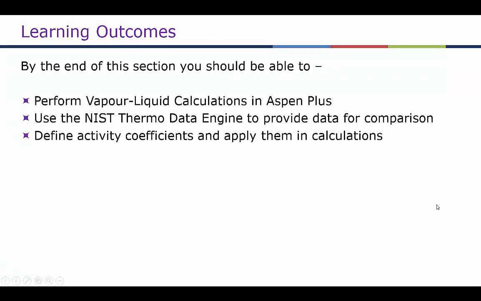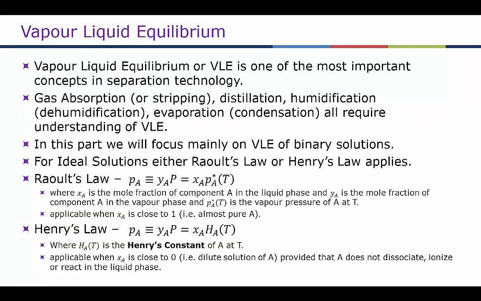The learning outcomes for this part of the unit are to perform vapor liquid equilibrium calculations in Aspen Plus, use the NIST thermodata engine to provide data comparison with experimental data against the model data, and to define activity coefficient and apply them in our calculations.